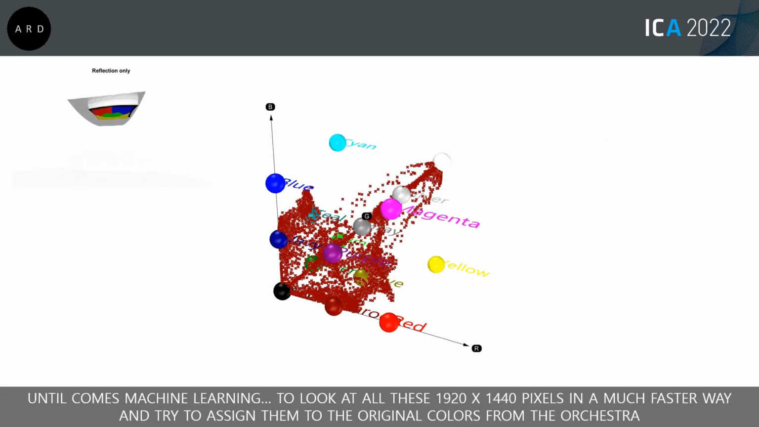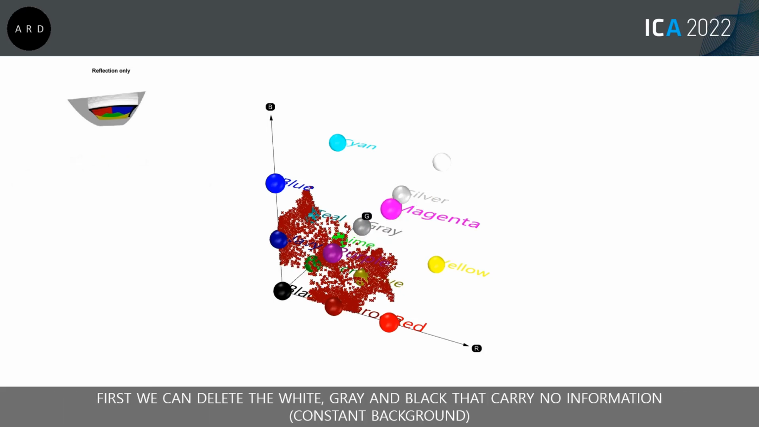Now comes the machine learning tool to look at all of these 9,920 by 1,440 pixels in a much faster way and try to assign them to the original colors from the orchestra, which are represented here in the 3D RGB space. First, we can delete the white, the gray, and the black as they carry no information. They are more or less a constant background.